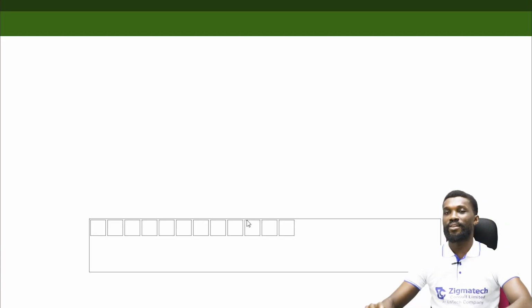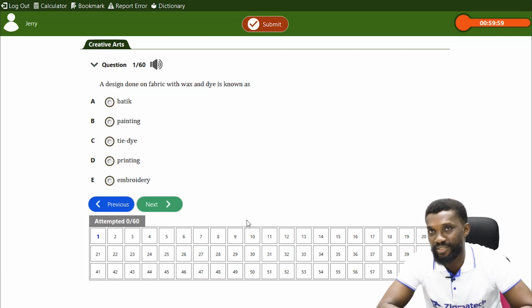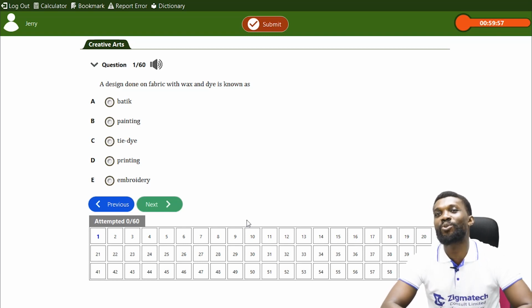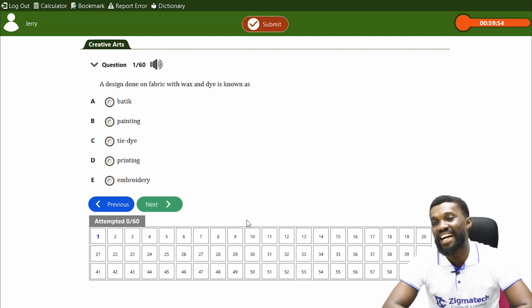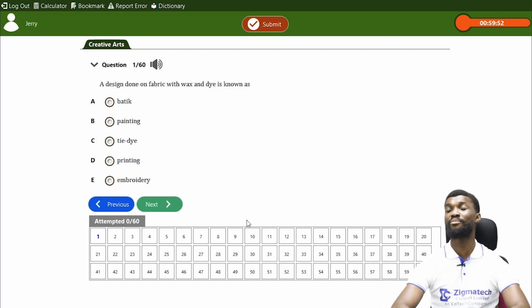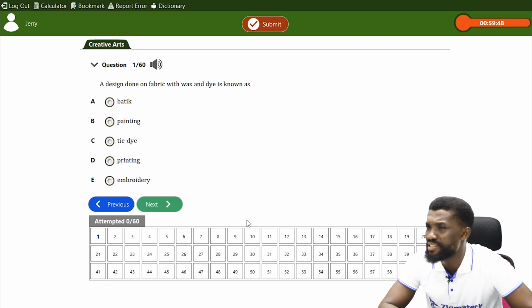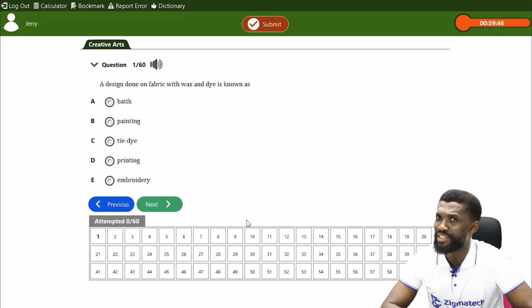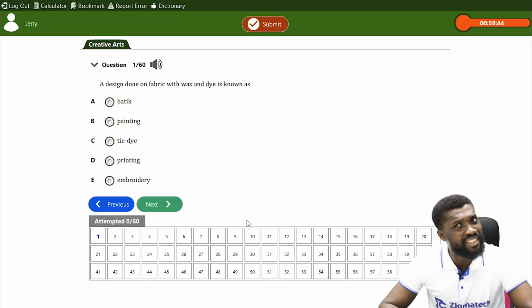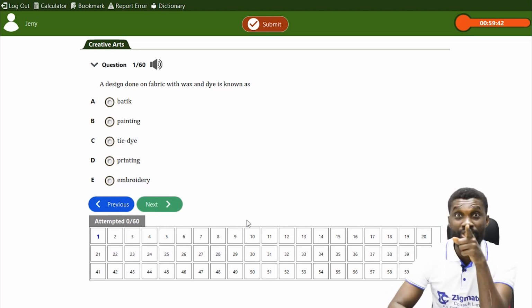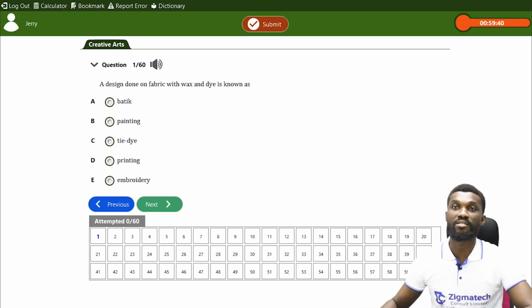All right, now let's get started. A design done on fabric with wax and dye is known as dash. You should give me the answer to this question, and the answer is what? Did I hear you say painting? Tie and dye? Or did you say printing? I heard you say embroidery. You're wrong. The answer is batik.